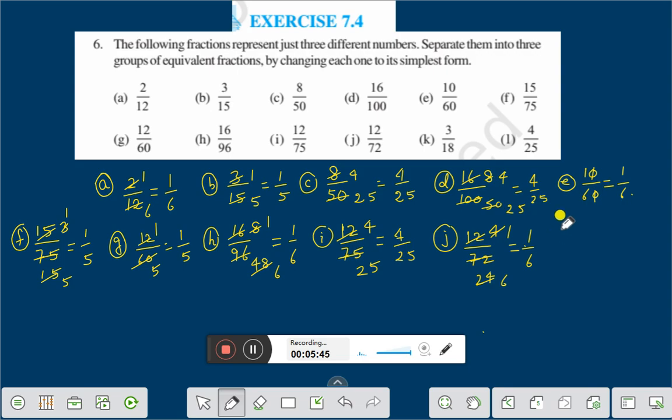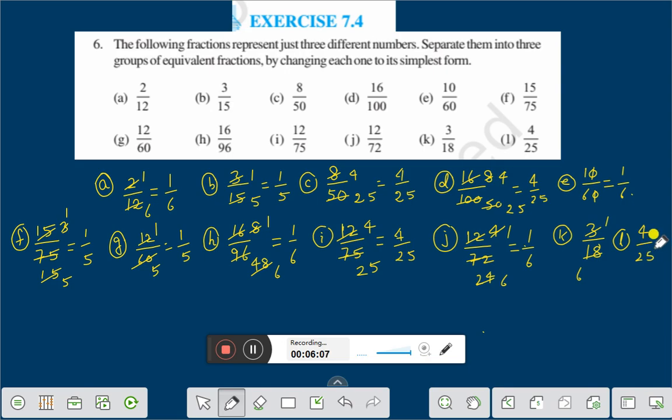Next one, K. The value of K is 3 by 18. That is 3 1s are 3, 3 6s are 18. Okay, and L is 4 by 25.